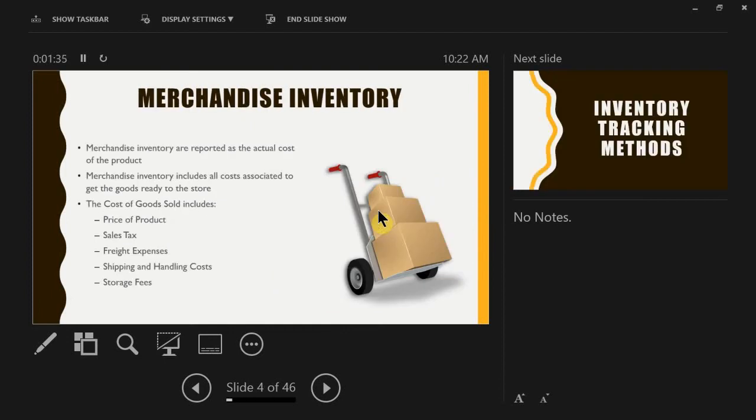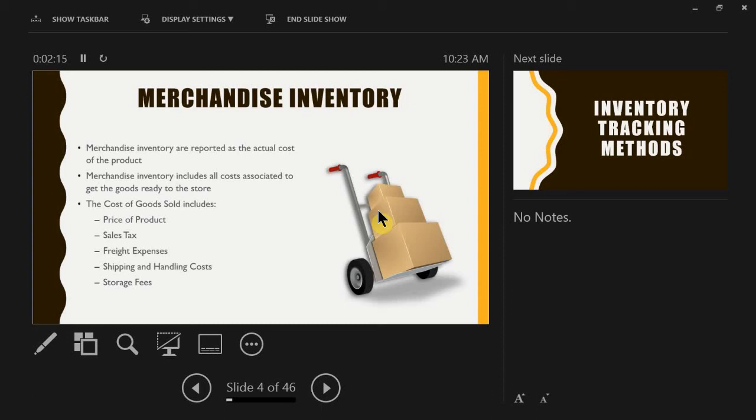Of course, with that, inventory is going to include all of the above. So everything that it is going to cost you in order to get the asset to the store. That can include your purchase price, sales tax, freight expense, shipping cost, or shipping and handling, right? You also are going to include any storage fees, anything it takes to get to your store, okay?